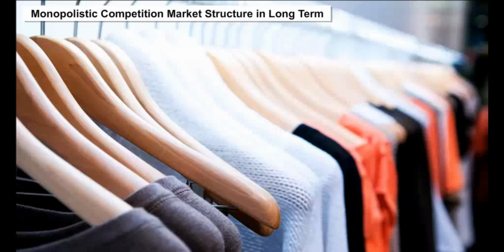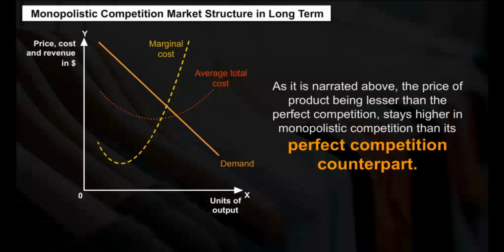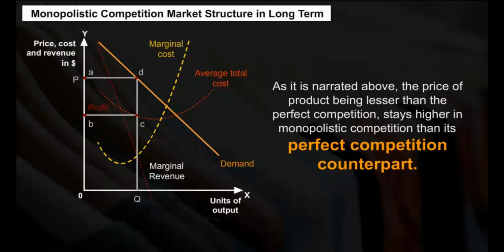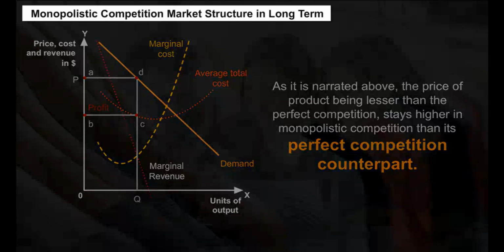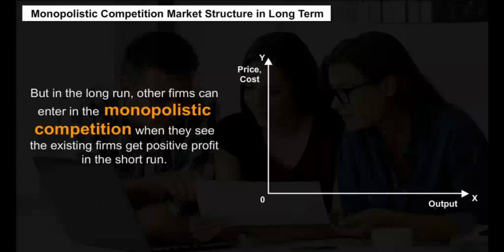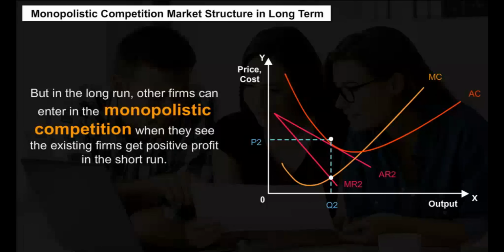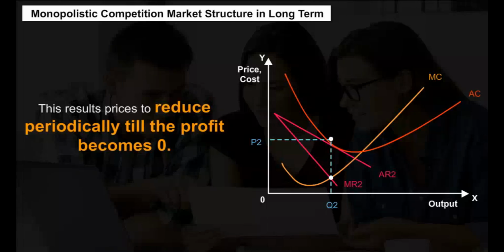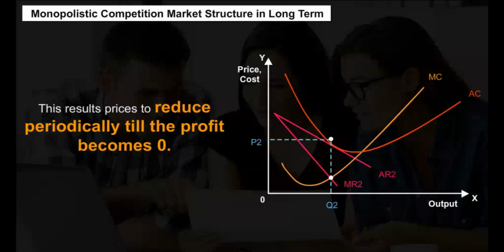Monopolistic competition market structure in long term. As narrated above, the price of the product stays higher in monopolistic competition than in its perfect competition counterpart. But in the long run, other firms can enter the monopolistic competition when they see the existing firms getting positive profit in the short run. This results in prices reducing periodically till the profit becomes zero.